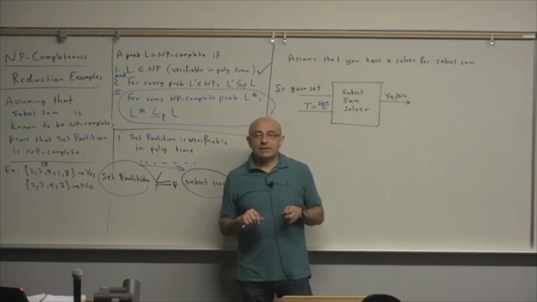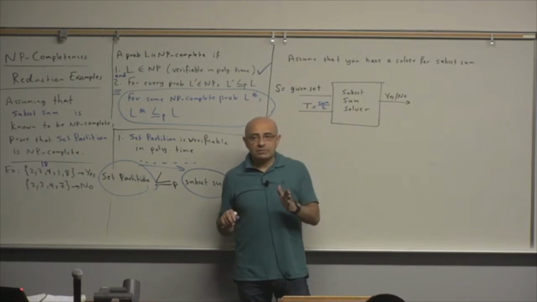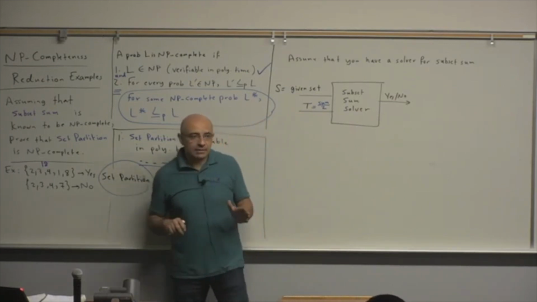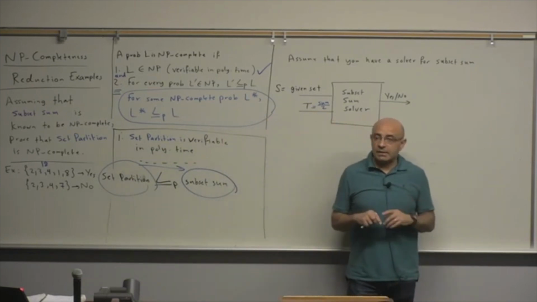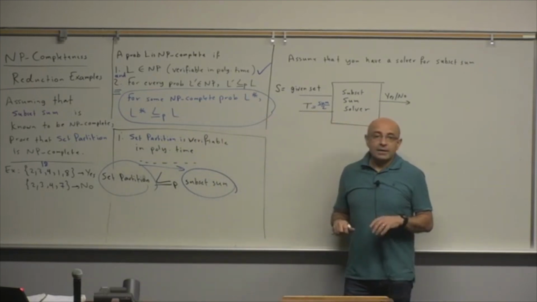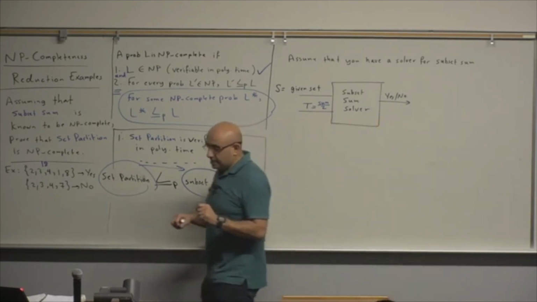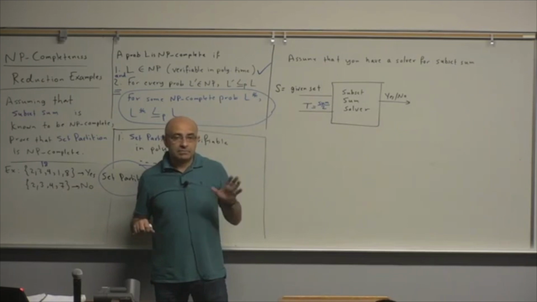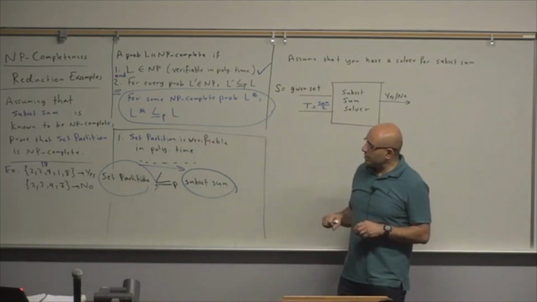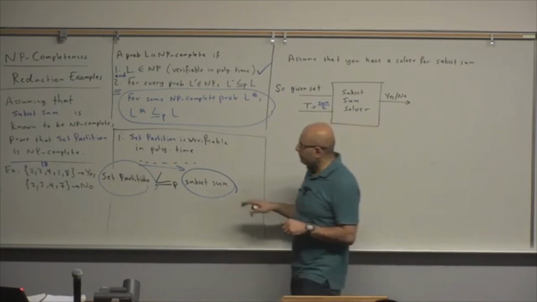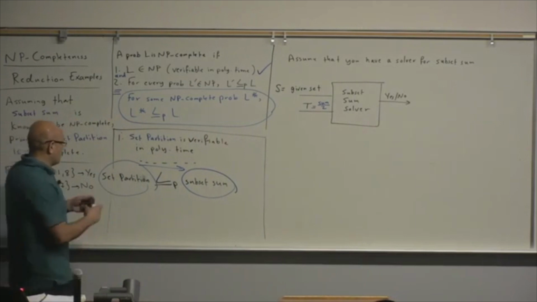Yeah, exactly. So you need to verify that it's a valid partition, which means their union is equal to the original set, and their intersection is phi, the empty set, and you need to verify that the sums are equal. And you can do this in polynomial time, right? Everything that we have mentioned can be done in polynomial time. Now we need a reduction from subset sum to set partition.